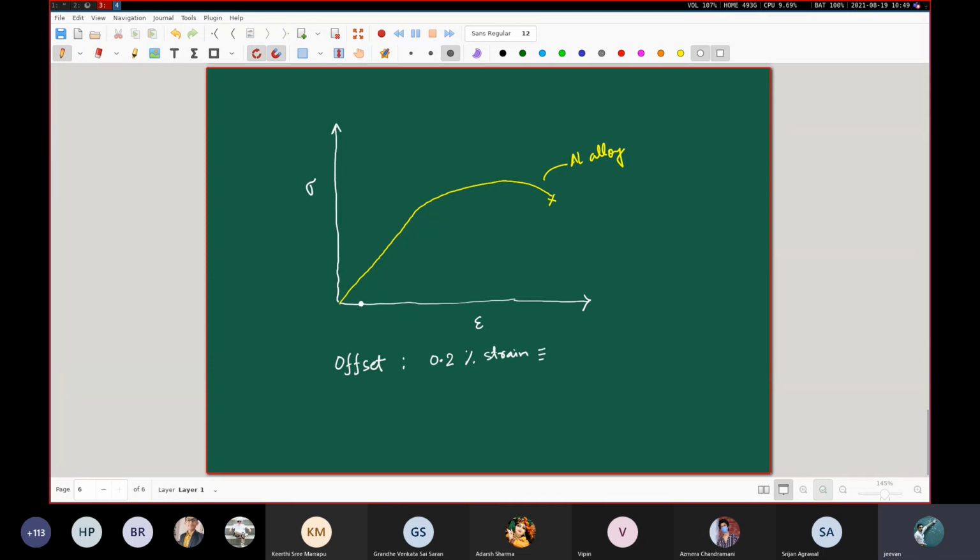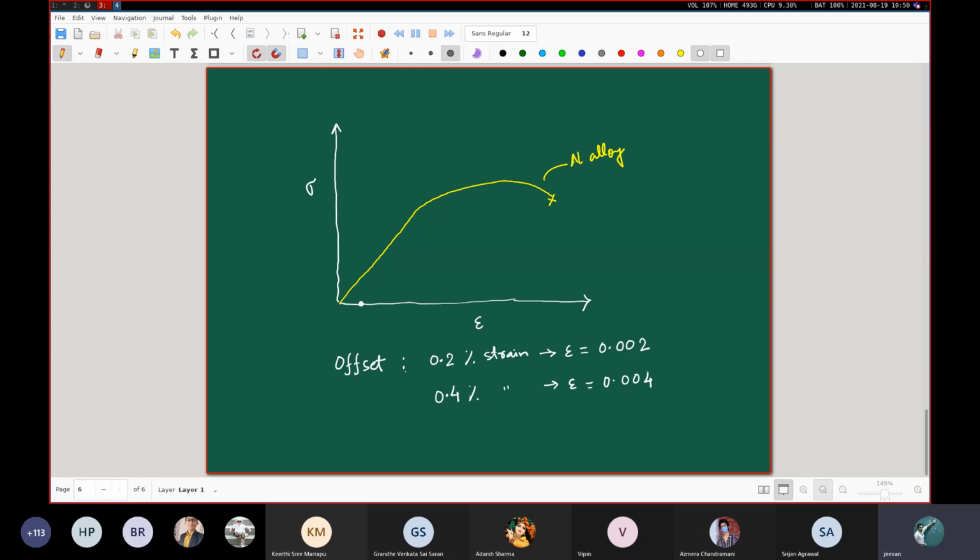A 0.2% strain is equivalent to a value of 0.002. 0.2% means 0.2 divided by 100. Similarly, you can have a 0.4% offset also. In that case, it will be 0.004.